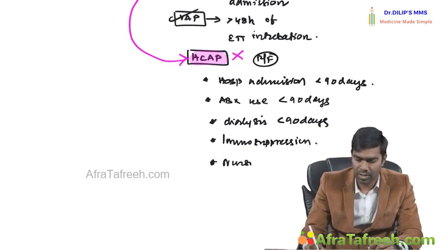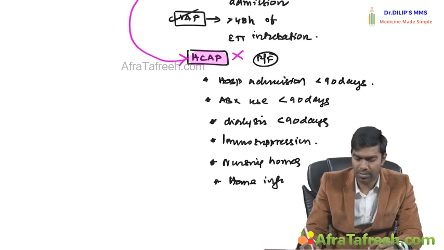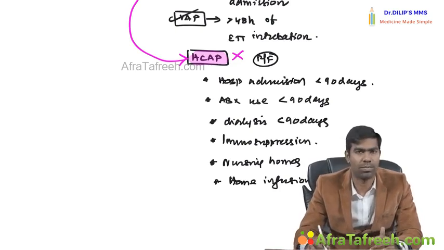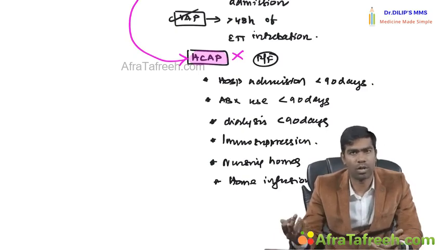patients who are living in nursing homes, patients who are receiving home infusions. Like sometimes we give antibiotics at home itself just to reduce the cost. So home infusions, patients who are receiving home infusions like antibiotics and any other infusions that are going on in the home.